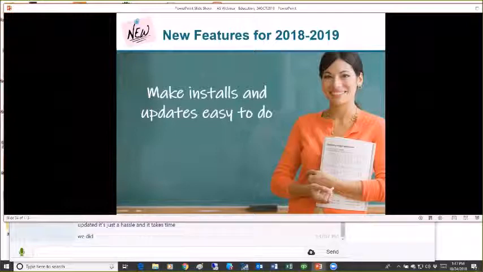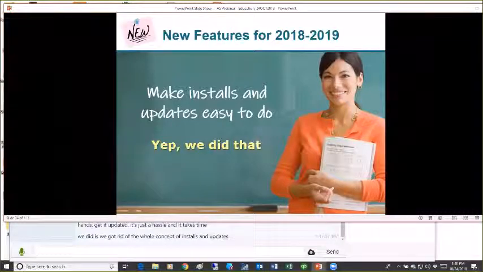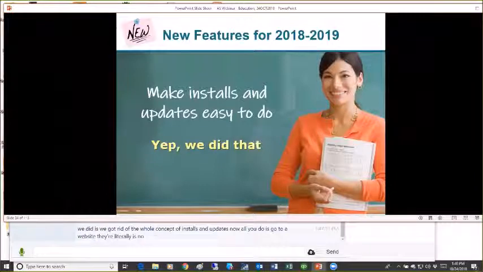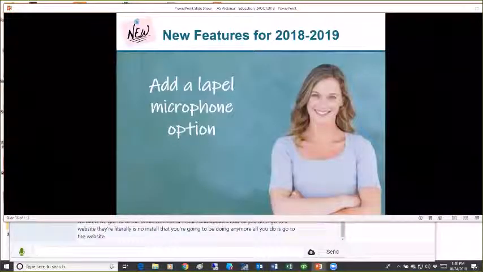So what we did is we got rid of the whole concept of installs and updates. Now all you do is go to a website. There literally is no install that you're going to be doing anymore. All you do is go to the website.